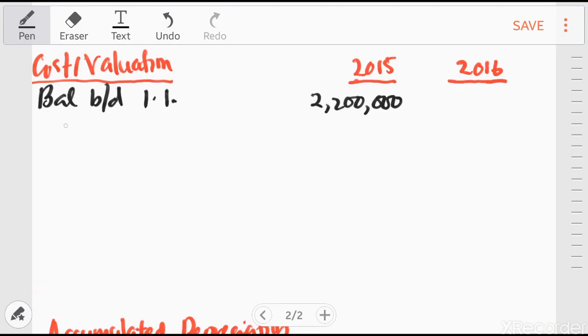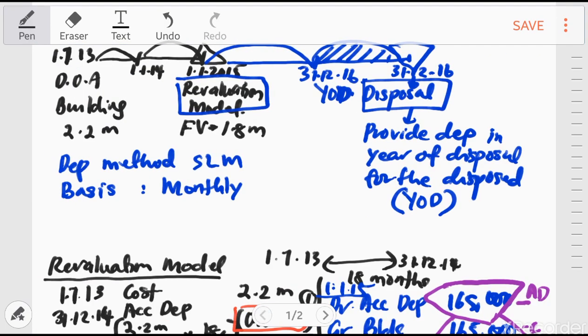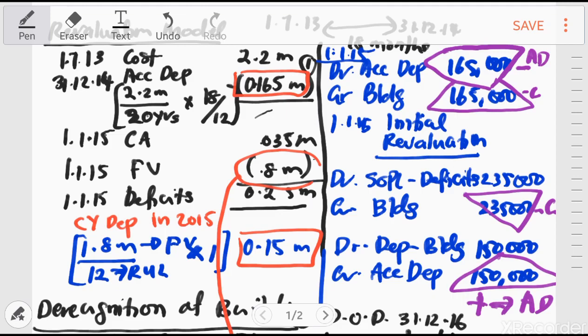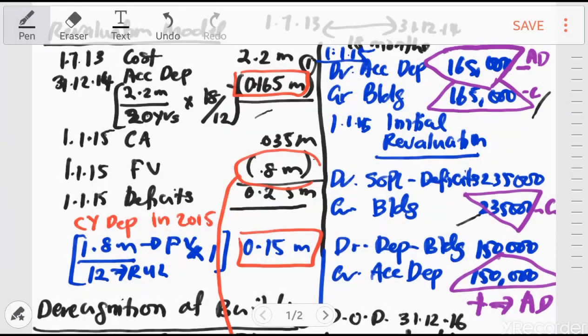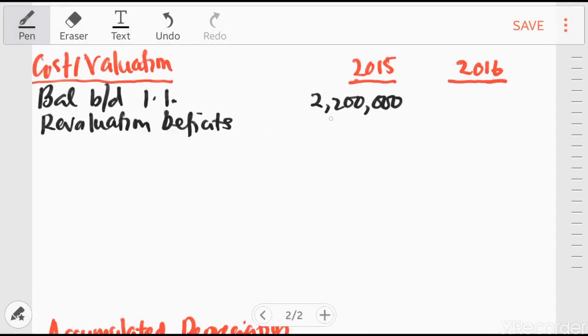What happened is that there was a revaluation deficit. So I write here, revaluation deficit. Remember in the working just now, I've shown you that for the deficit, you need to go and remove from the building, as well as removing the accumulated depreciation. So we put here the deficit, and the deficit was 235.